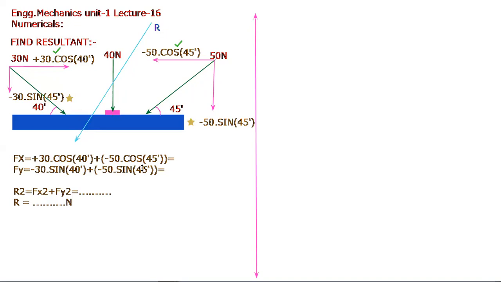One more force we are going to add in Fy, and that is plus 40 Newton. This plus 40 Newton also you have to add because it is also going in downward direction. That's why you cannot forget this force. You have to show this force in the summation of Fy equation. Okay. After that, you find these two summations, and after that, you will get the answer.